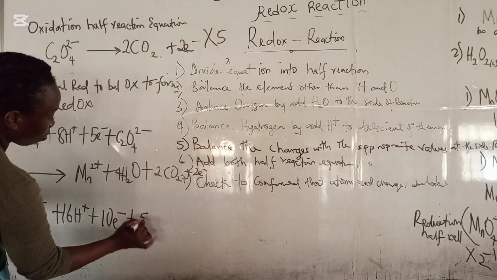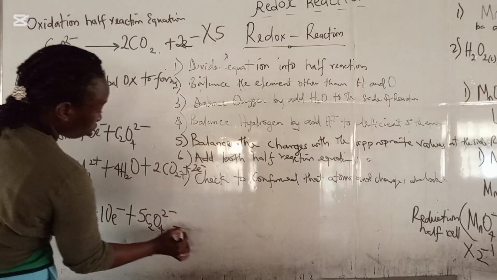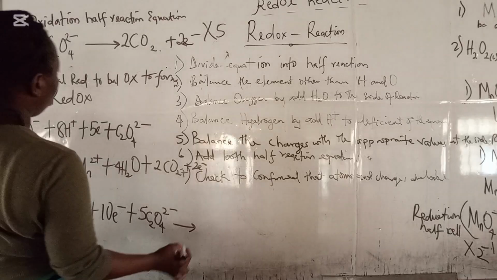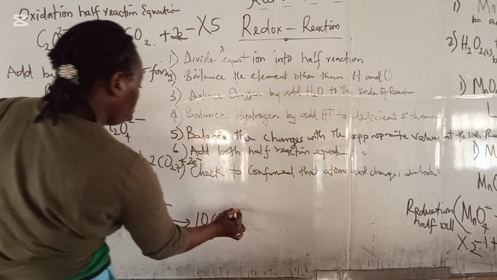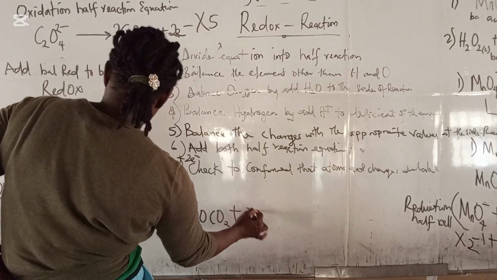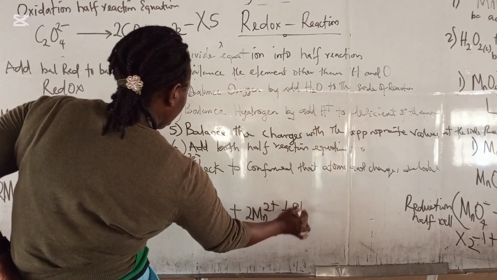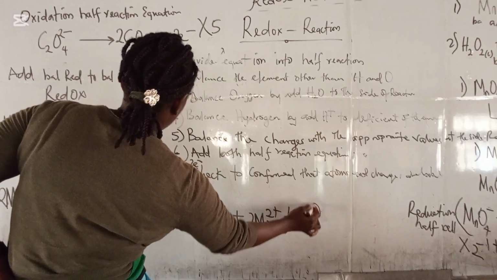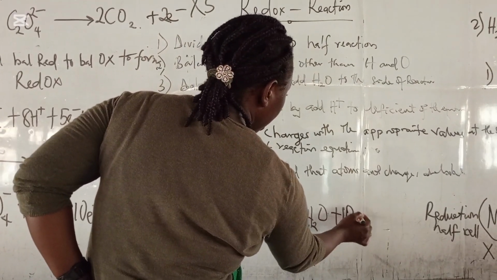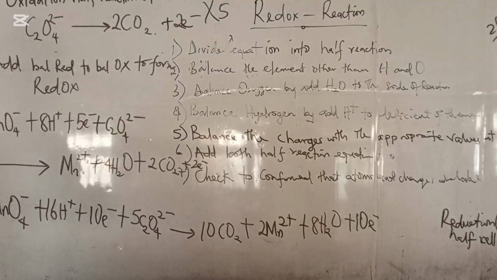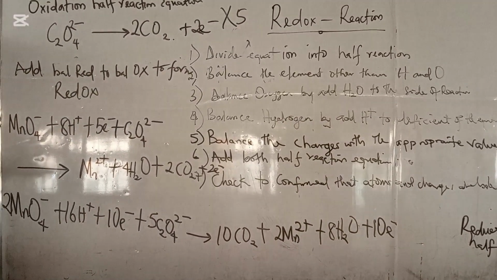Plus 5 C2O4 2 minus to give us 10 CO2 plus 2 Mn2 plus, 8 H2O, plus 10 e minus. When you have done this multiplication, you will now cancel out like terms.